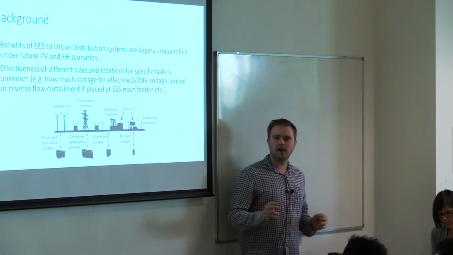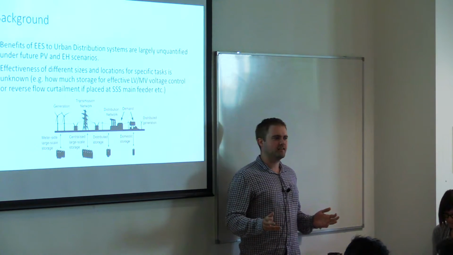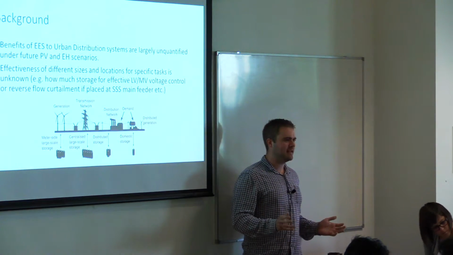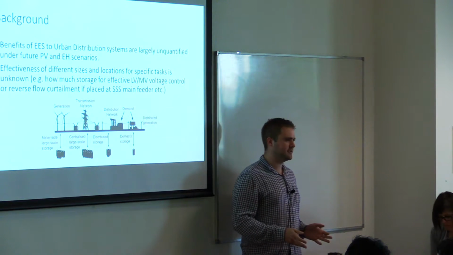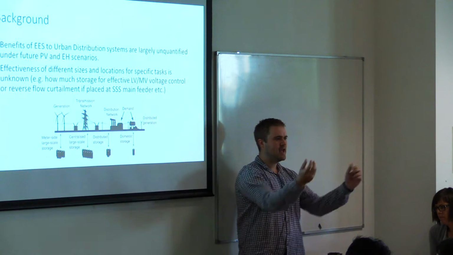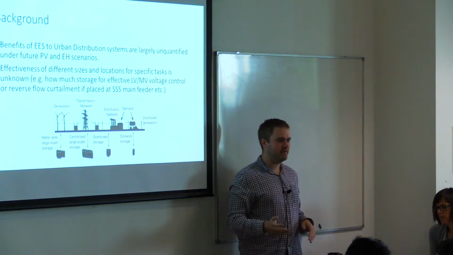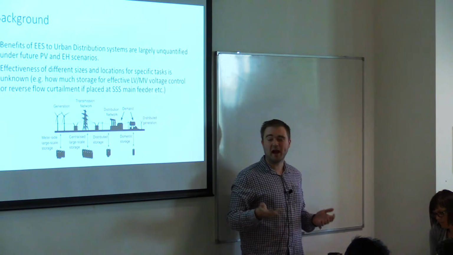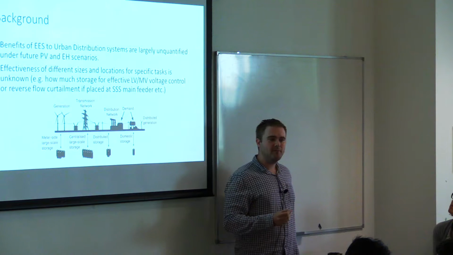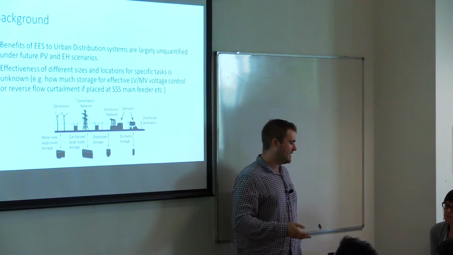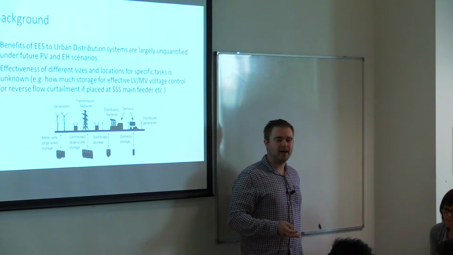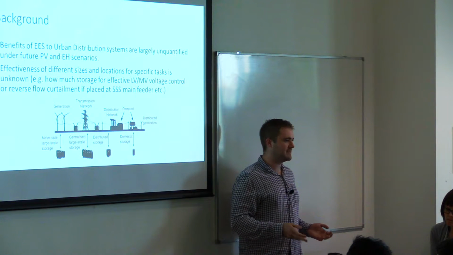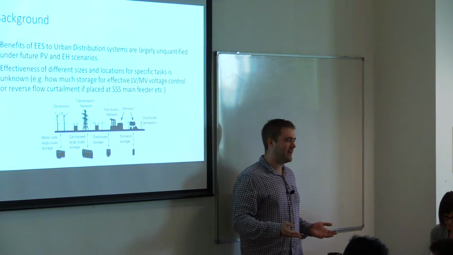So we talk a lot about energy storage and where it should be located, and particularly where it should be located on the distribution system. So should it be at the household level, at the feeder level, at the secondary substation, primary substation level? But although there's weight to a lot of the arguments, it's largely unquantified. We haven't really looked at the numbers and the sizes that are required to provide certain services.